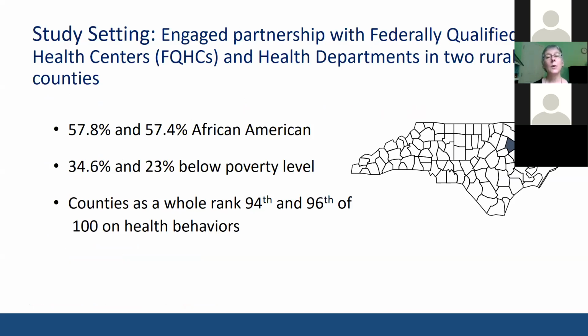So this was an engaged partnership. And so we engaged with federally qualified health centers and health departments in 2 rural North Carolina counties. This is Hertford and Edgecombe County that you're seeing on the map, both of which have a majority African-American population, large numbers of people living below the poverty level, and of North Carolina's 100 counties, they rank 94th and 96th for health behaviors.